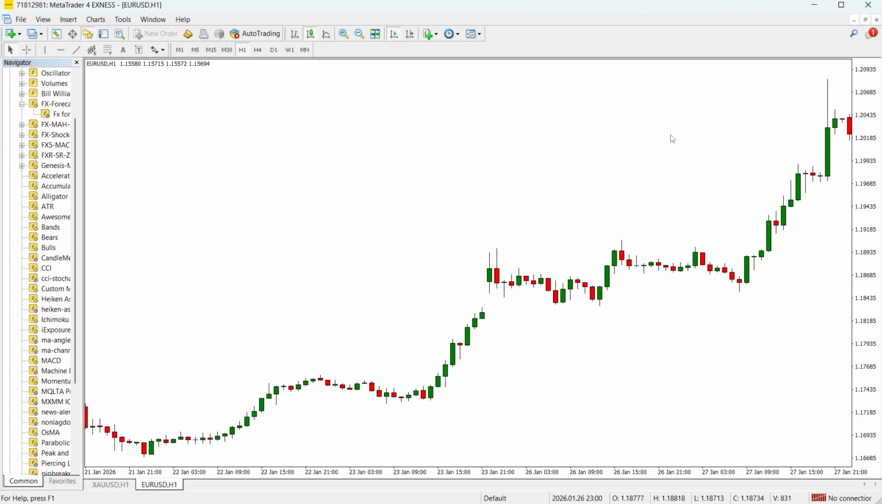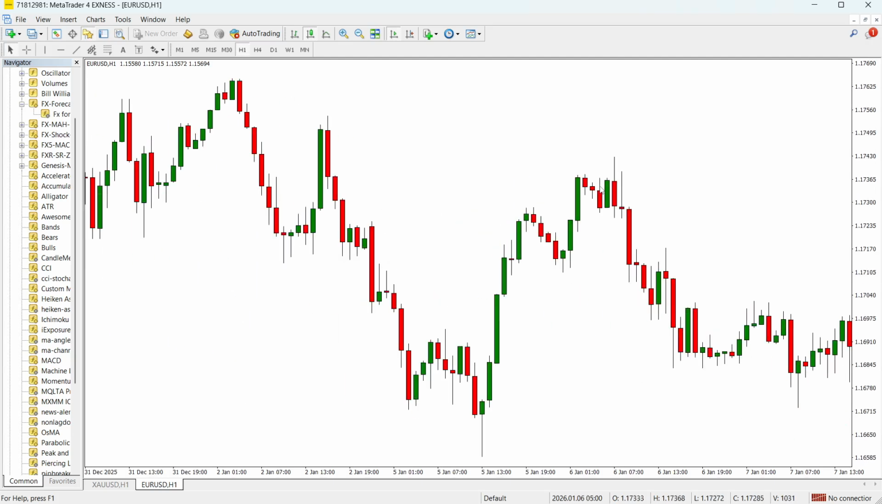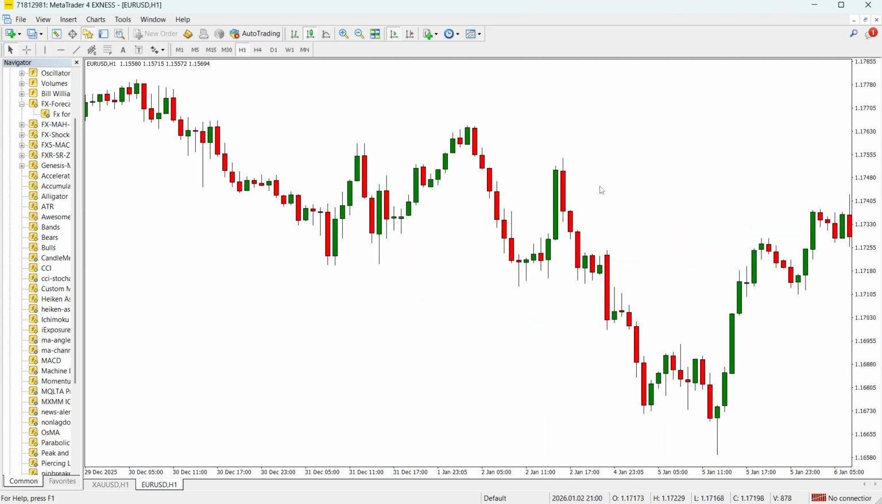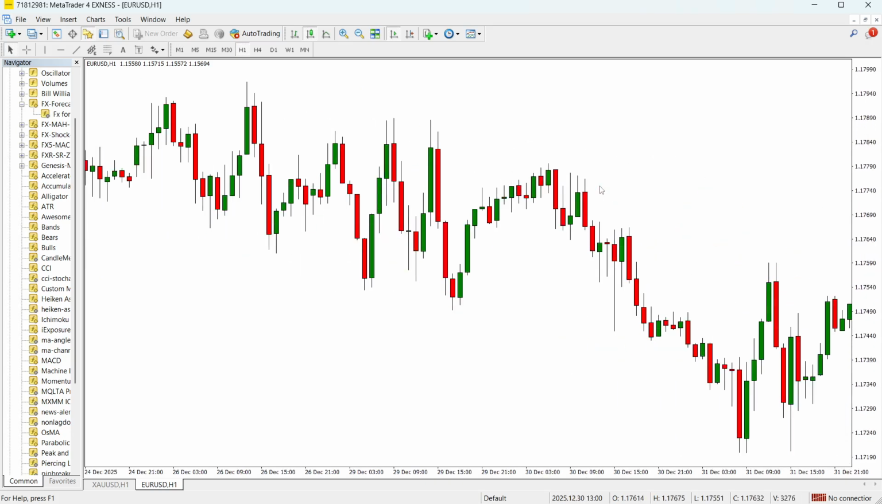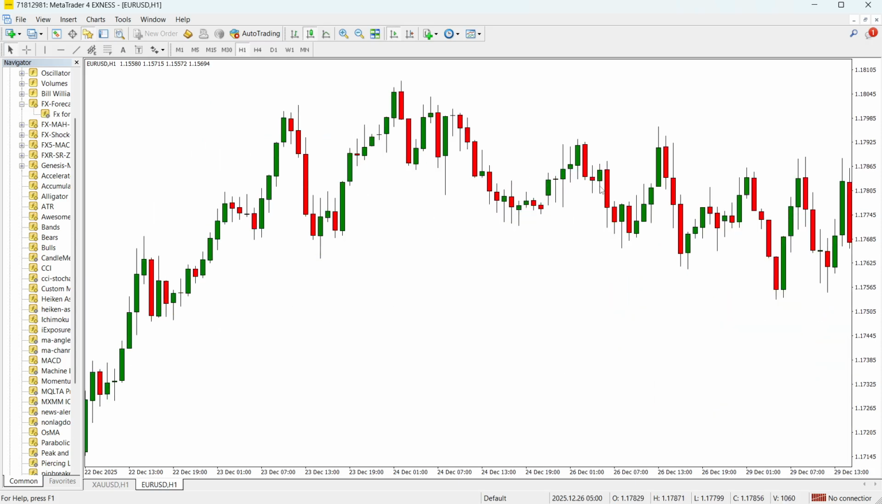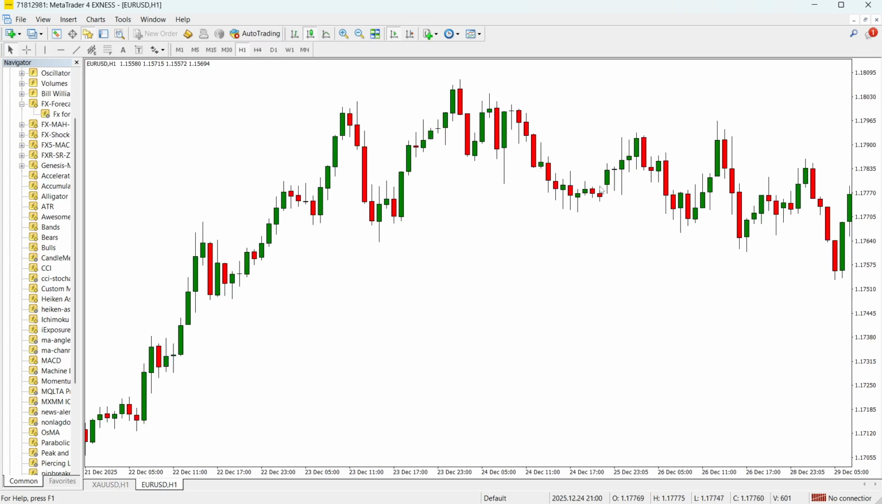Hello traders, in this video we are going to be talking about the FX forecaster indicator for MT4. This version plots a histogram in a separate sub-window that oscillates around the central zero line, giving you a clear visual read on bullish and bearish momentum based on EMA and MACD style logic.